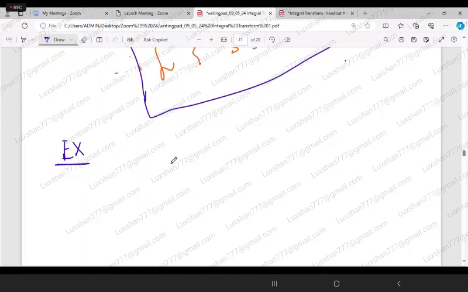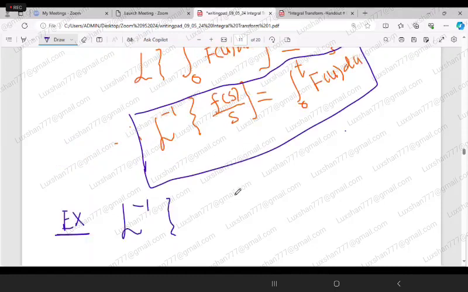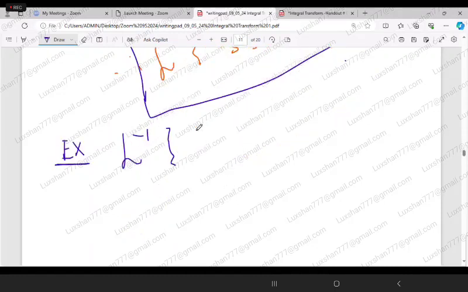Okay, before we go to the handout example, let me take a simple example. Can anyone tell me the Laplace transform of 1 over s into s minus 1?